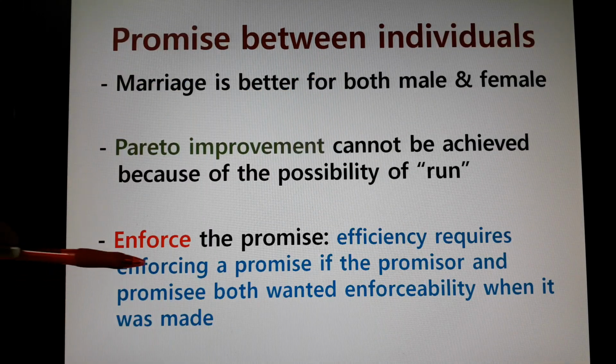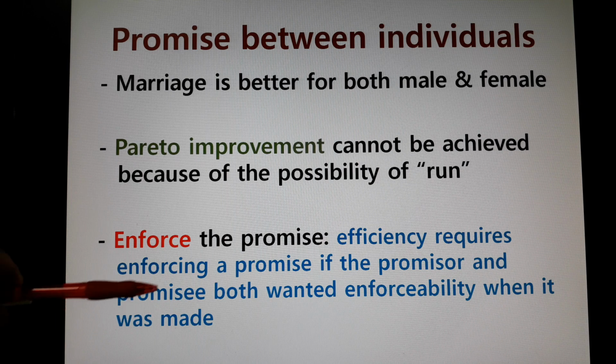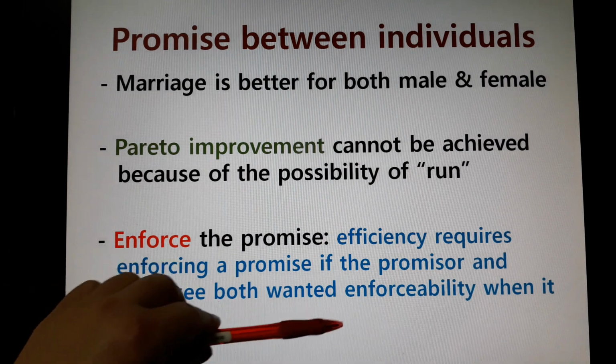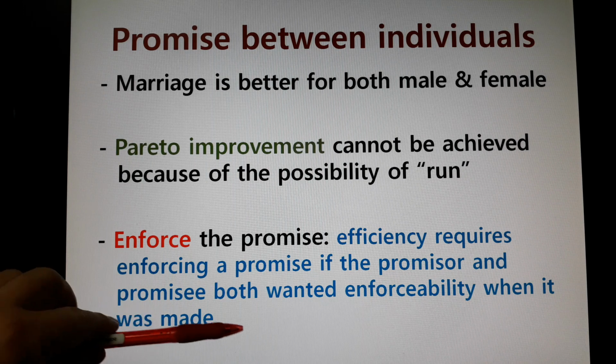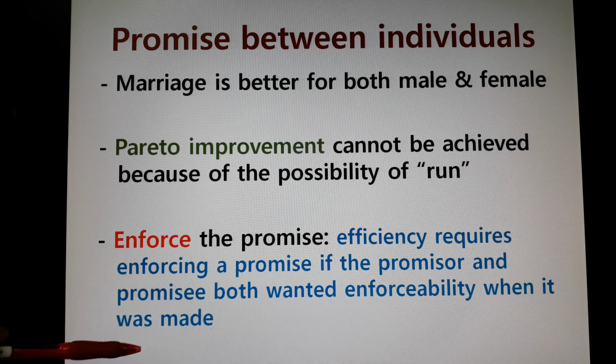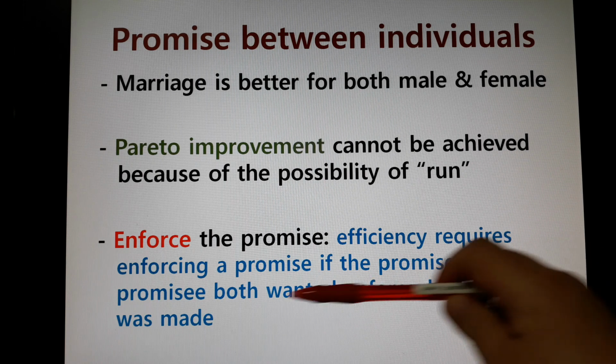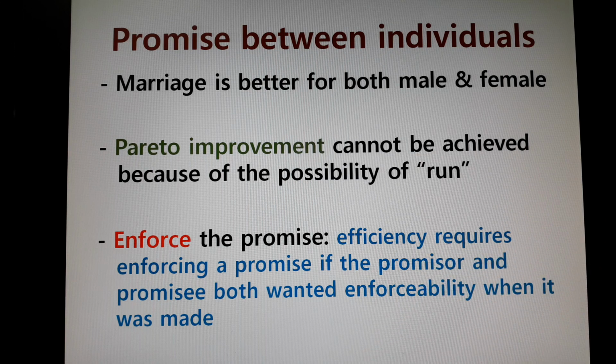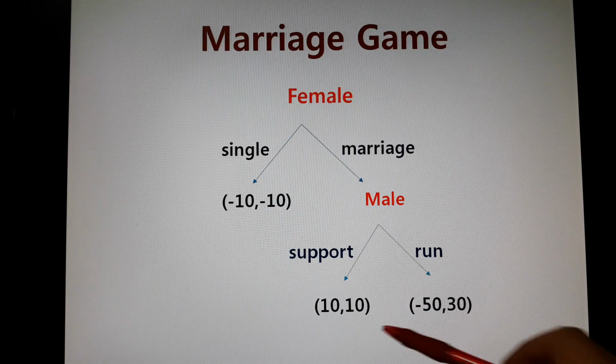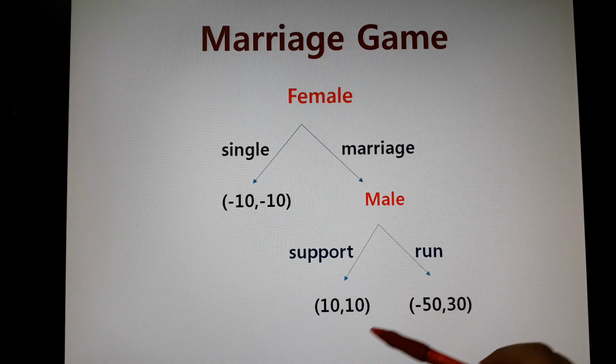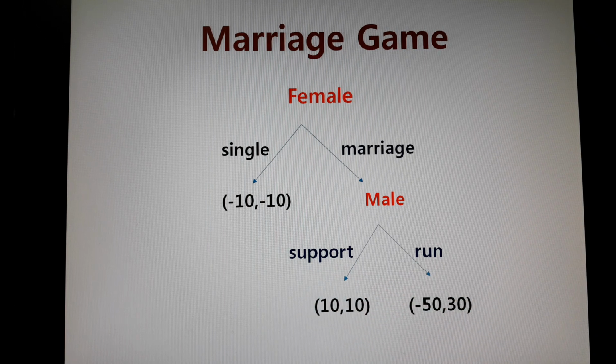So, enforcing the promise. Efficiency requires enforcing a promise if the promiser and promisee both wanted enforceability when it was made. Wow, difficult. But the promiser and promisee are the male and female. So efficiency requires, which means Pareto optimality can be achieved. So in this game, Pareto optimality can be achieved means we can get the result of 10 and 10. How can we get there?